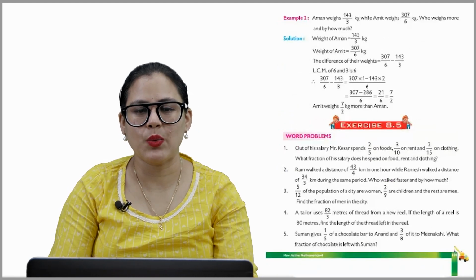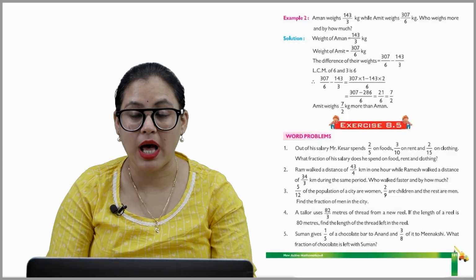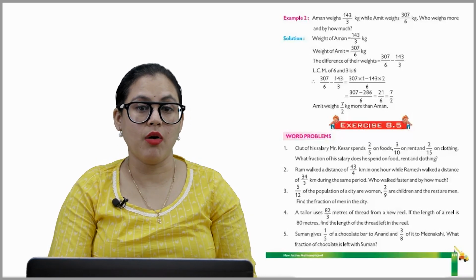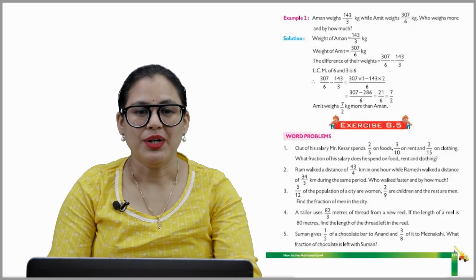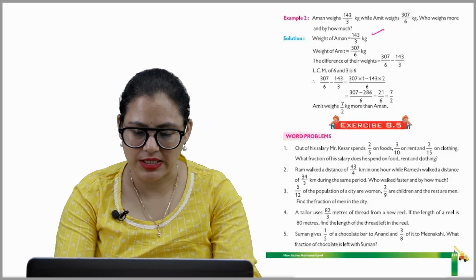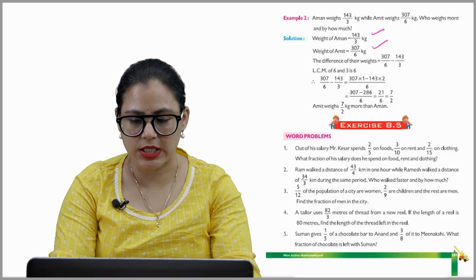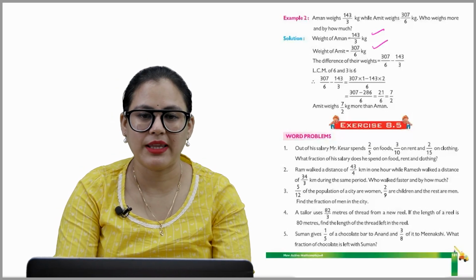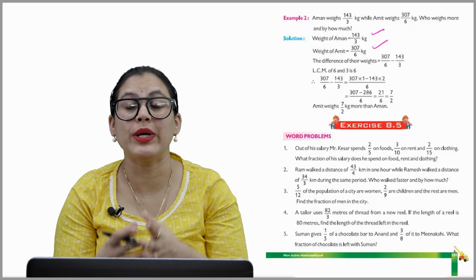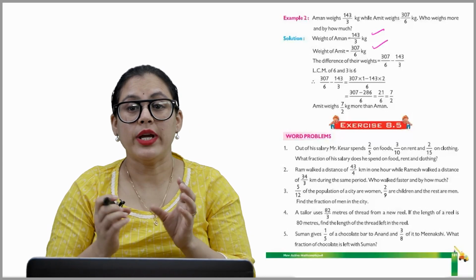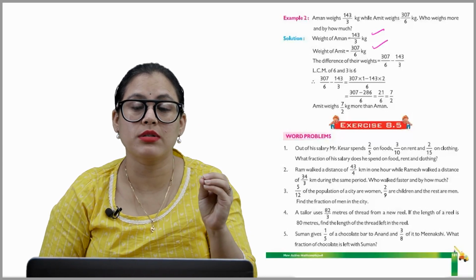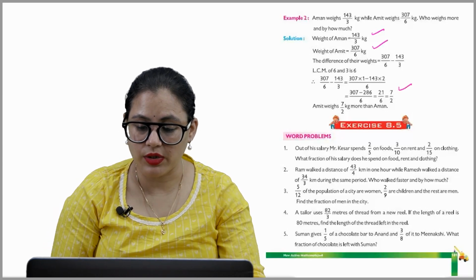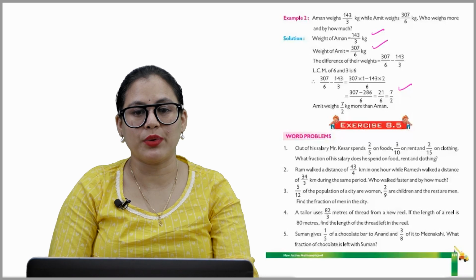Example 2. Aman weighs 143 by 3 kilogram while Amit weighs 307 by 6 kilogram. Who weighs more and by how much? So the weight of Aman is this and the weight of Amit is this. So what would be the difference of their weight? First we'll find the LCM, and then we'll subtract, so that we could know who weighs more and by how much. So from here we can conclude Amit weighs 7 by 2 kilogram more than Aman.